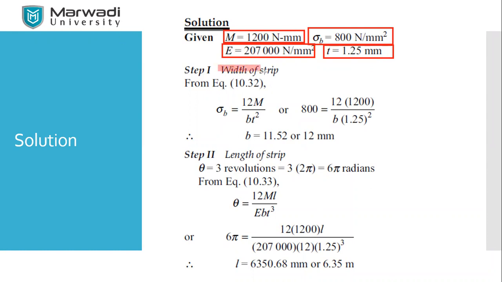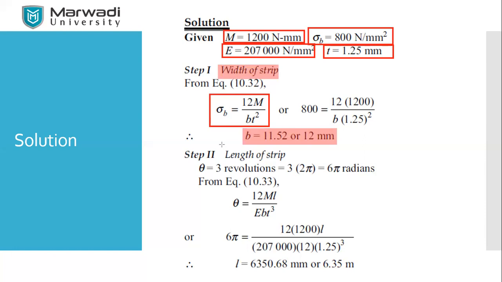So we know the equation of this: sigma B is equal to 12 M over b t square. In this equation, you can put the other values, and you will find the only unknown in this equation is small b.